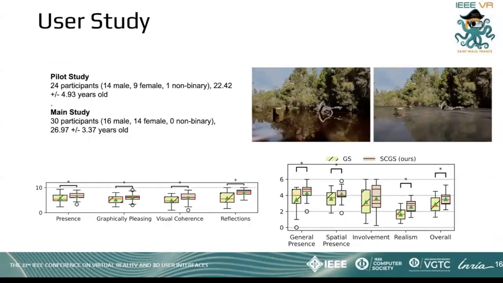In our pilot study, we had 24 participants, and in our main study, we had 30 participants with no overlap to the pilot study. From our pilot study, we basically found that if we follow the original camera path, people prefer the panoramic video the most because it was the most realistic one. In our main study, we found that with our approach, people found it more visually coherent, for example, in terms of reflections. And in general, we had a higher sense of presence for our approach when compared to traditional Gaussian splatting.